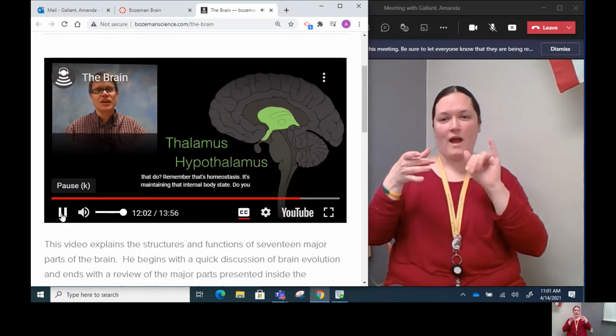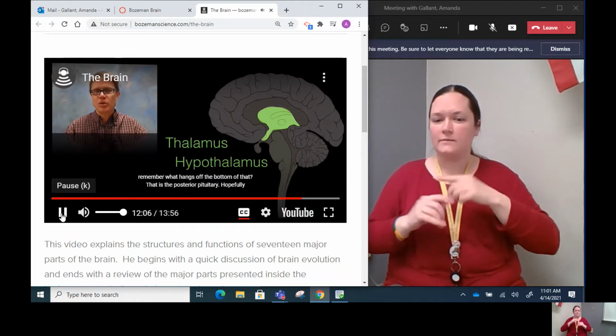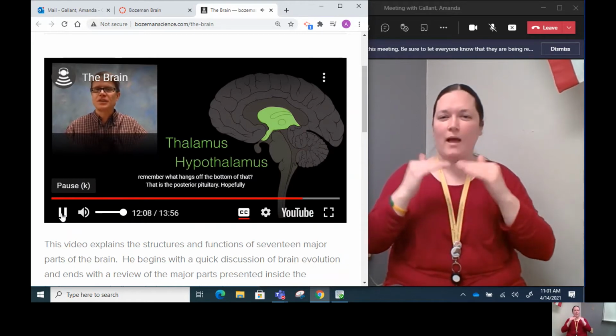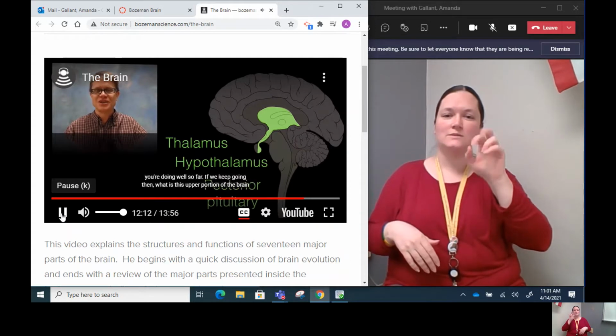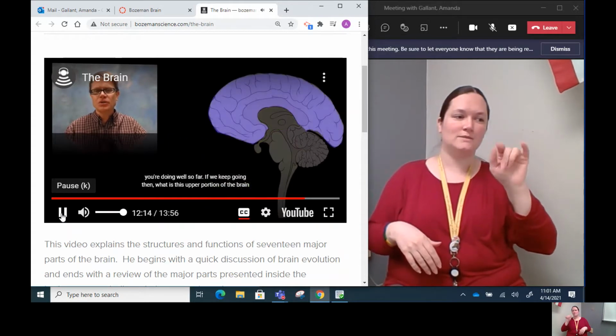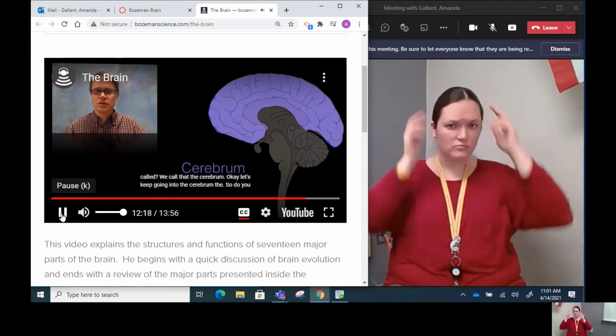Underneath that, what's that do? Remember, that's homeostasis. It's maintaining that internal body state. Do you remember what hangs off the bottom of that? That is the posterior pituitary. Hopefully you're doing well so far. If we keep going then, what is this upper portion of the brain called? We call that the cerebrum.